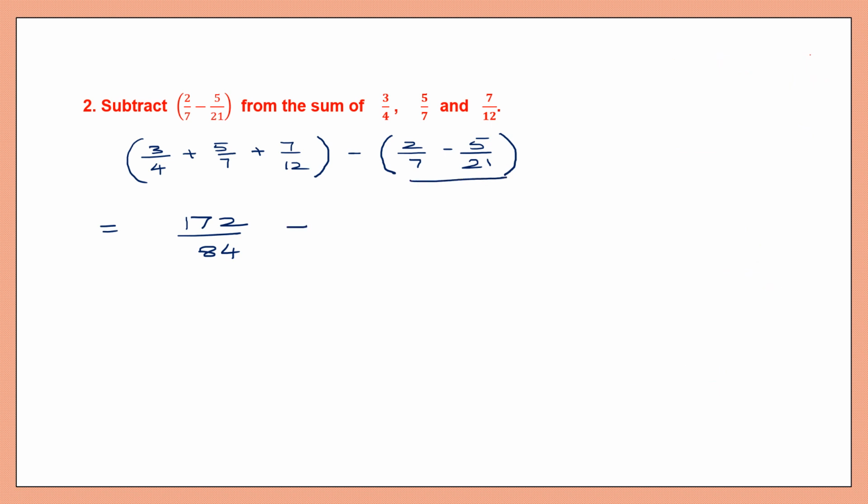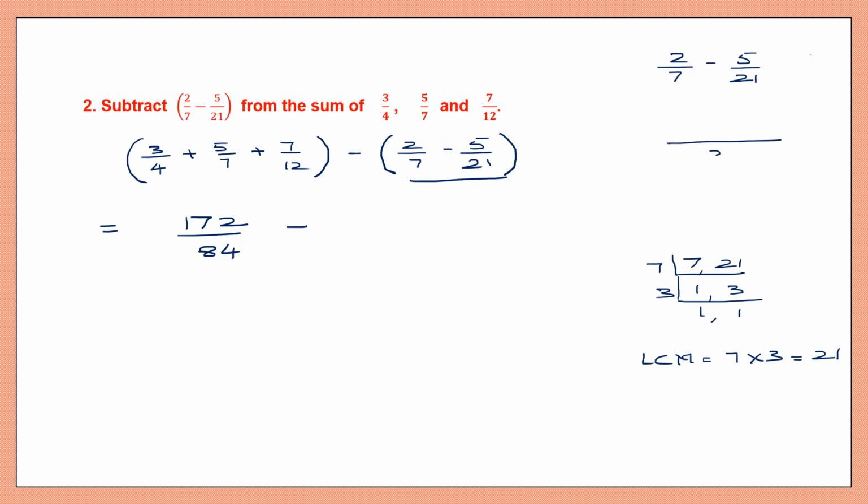So now let's work out 2 by 7 minus 5 by 21. So here also, since the denominators are different, we must find the LCM of 7 and 21. So 7 ones are 7, 7 threes are 21. Now I can use 3, 1 and 1. So the LCM here is 7 into 3, which is 7 threes are 21. So let's use 21 here.